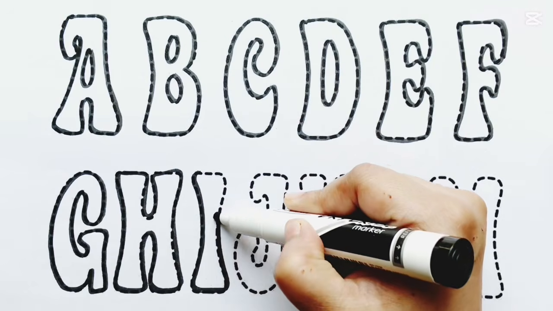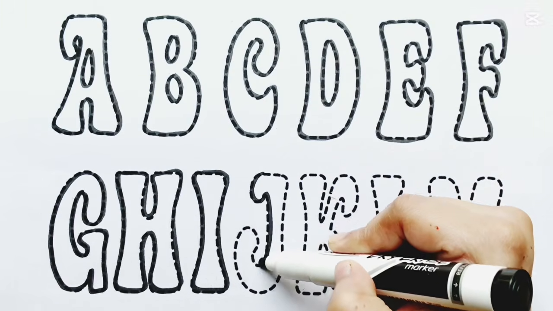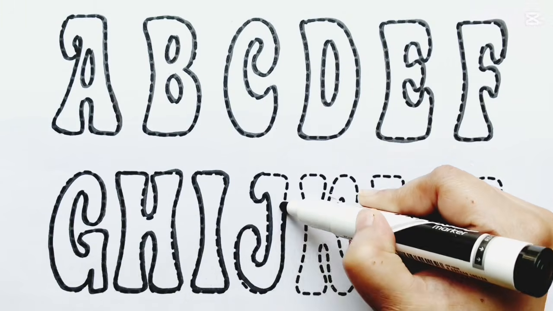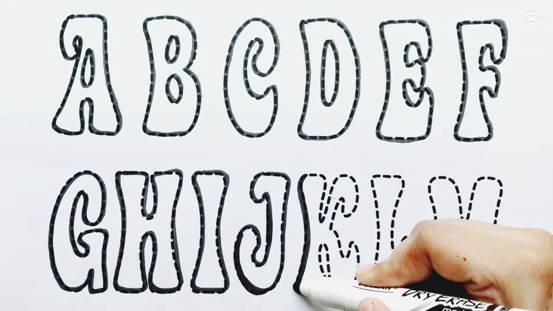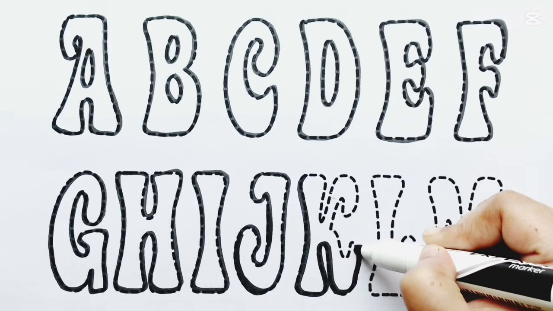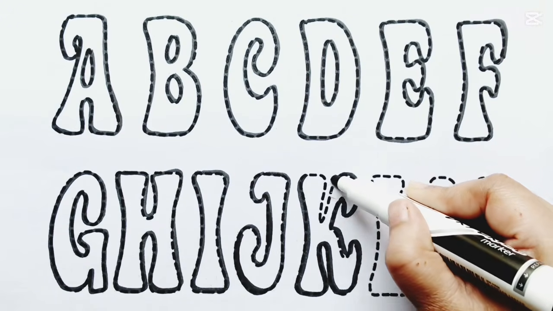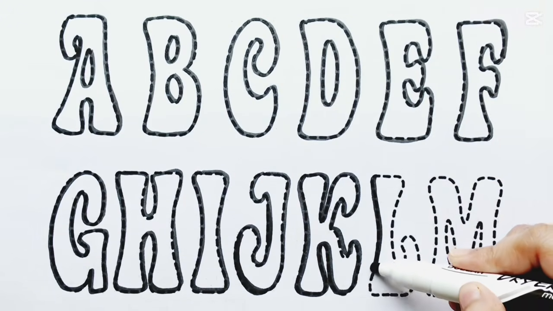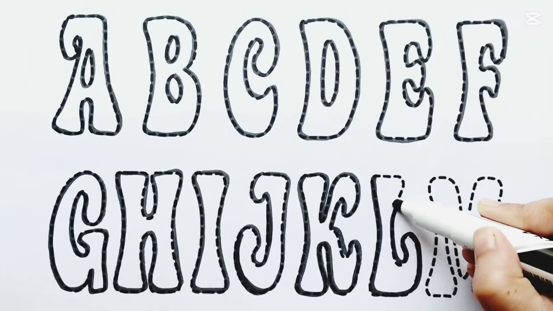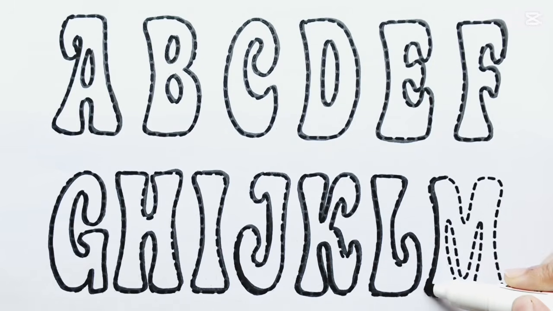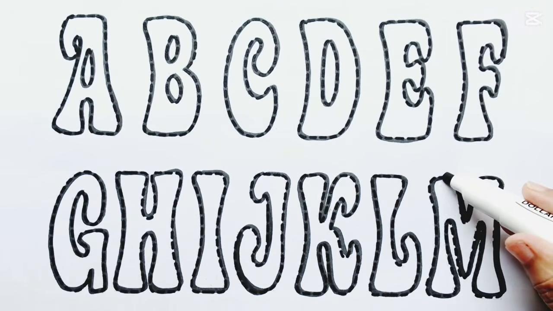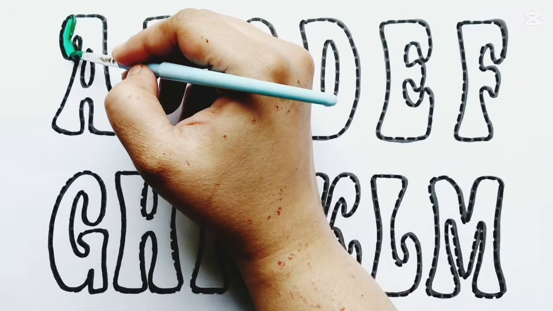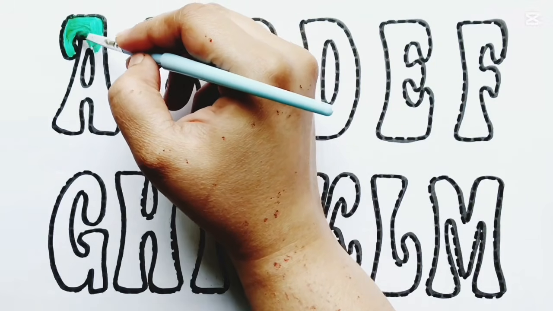I. J. K. L. M. Let's paint green color. A for apple.